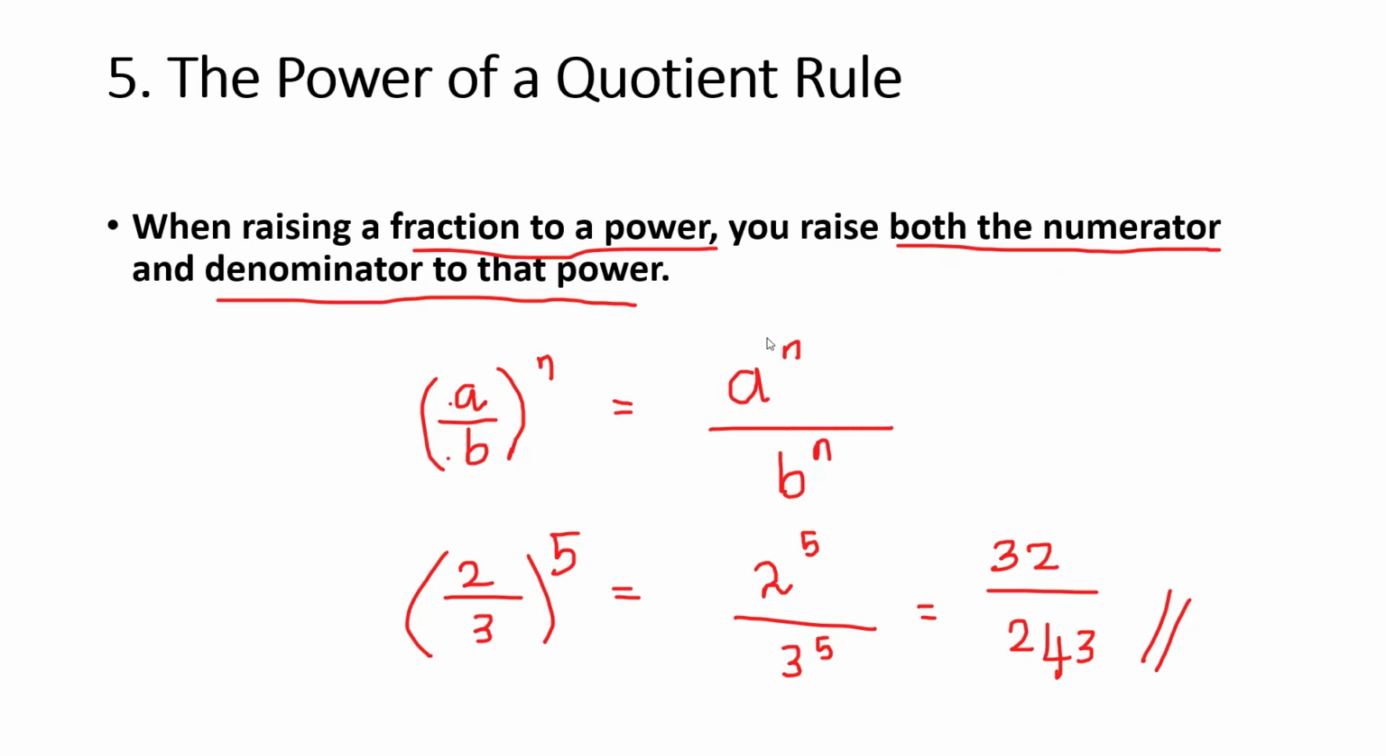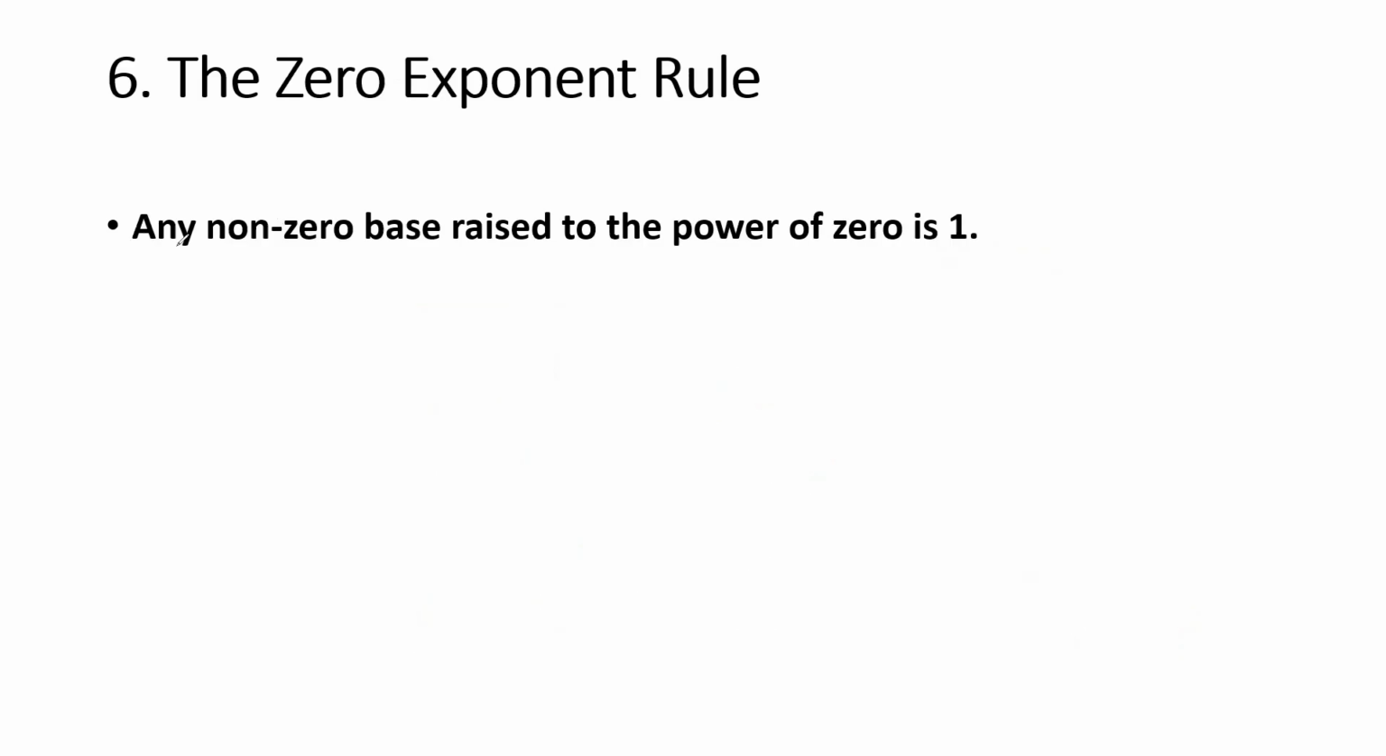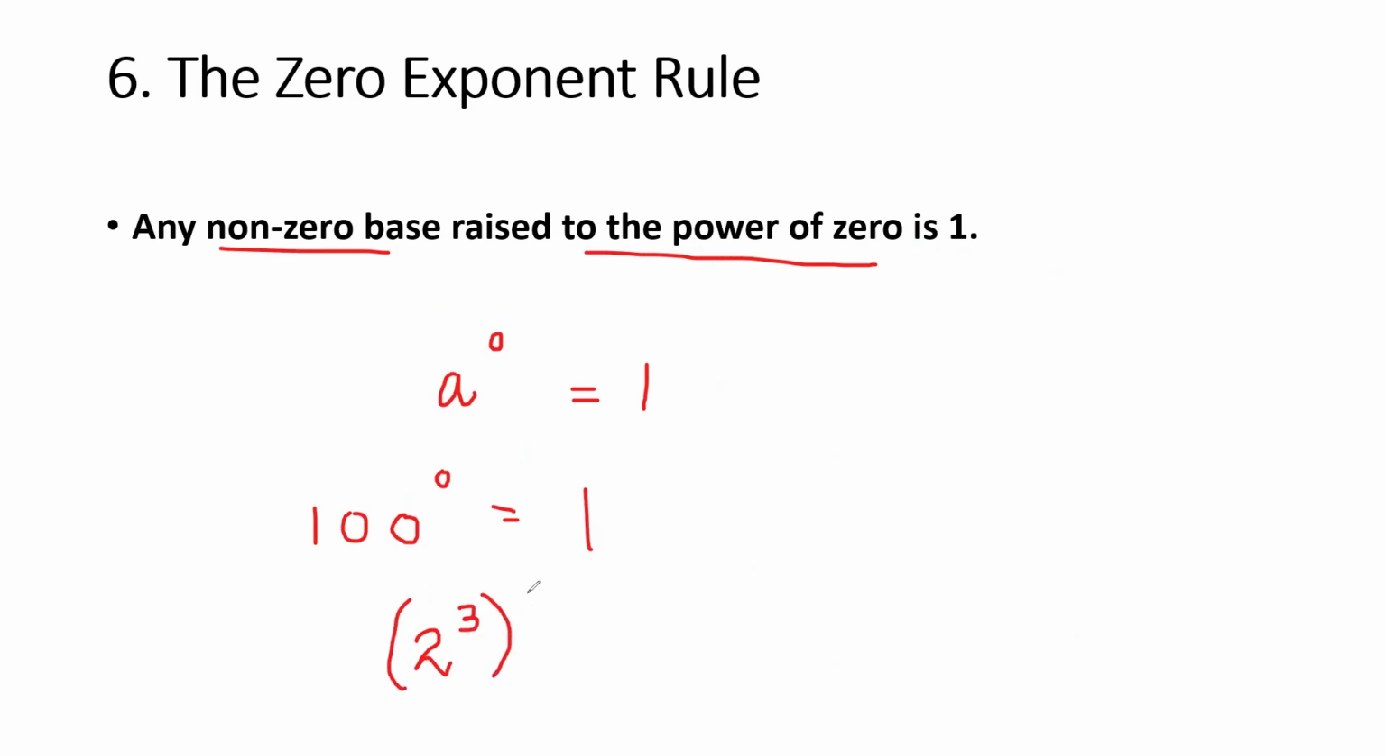Now the next rule is the zero exponent rule. Any non-zero base raised to the power of zero is 1. For example, a non-zero base a raised to the power of 0, so a to the power 0 is 1. When a number has 0 as the power, the answer is always 1. Let's say 100 to the power 0 will also be 1. And if you have 2 to the power 3 and raise this to 0, this is also 1. So that's how you do it.